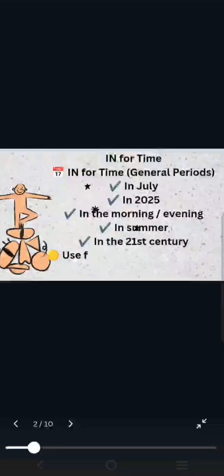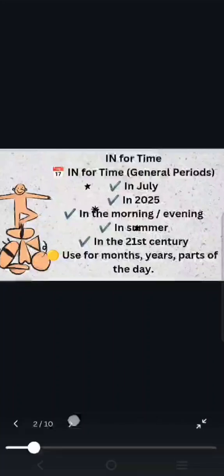We use "in" to talk about general time periods, not exact times. For example, in July, in 2025, in the morning, in the evening, in summer, in the 21st century. So, when you are talking about months, years, seasons, or parts of the day, use "in".